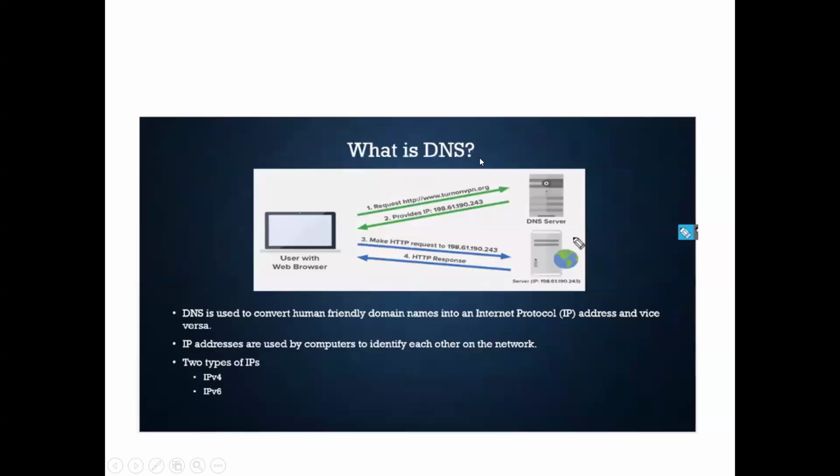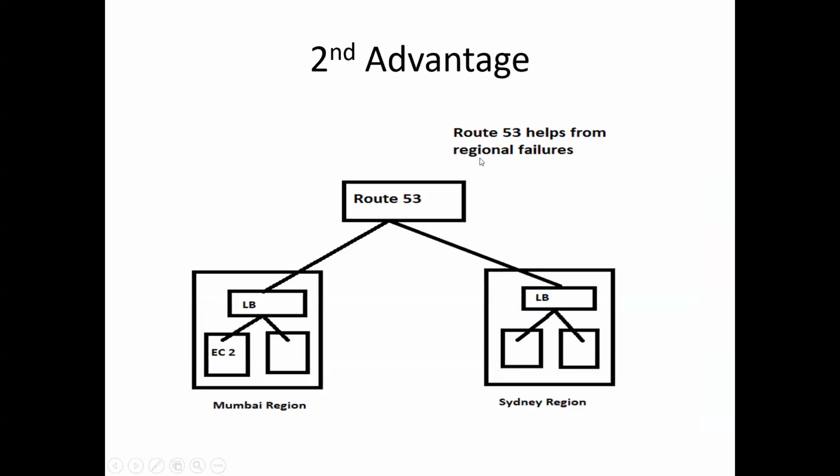Let's understand the other advantages. The second advantage is that Route 53 helps us with regional failures. Very, very important thing. How can it help us with regional failures?